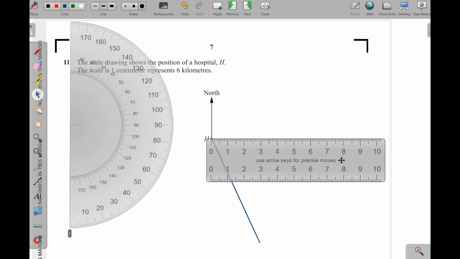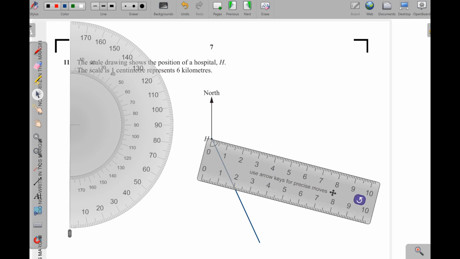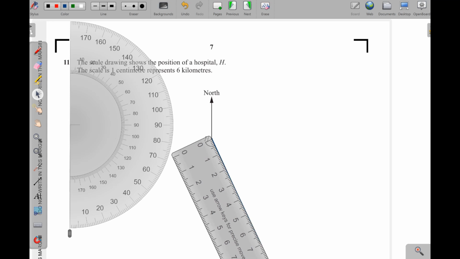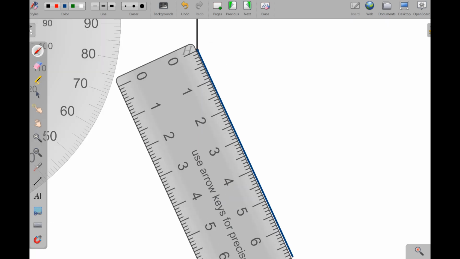So I'll bring my ruler here, and then we shall place it here where H is. So I'll put my 0 there. Then we measure the 5.5 from there. Then if I can zoom well, you can actually see that 5.5 is here, not so? It is here.